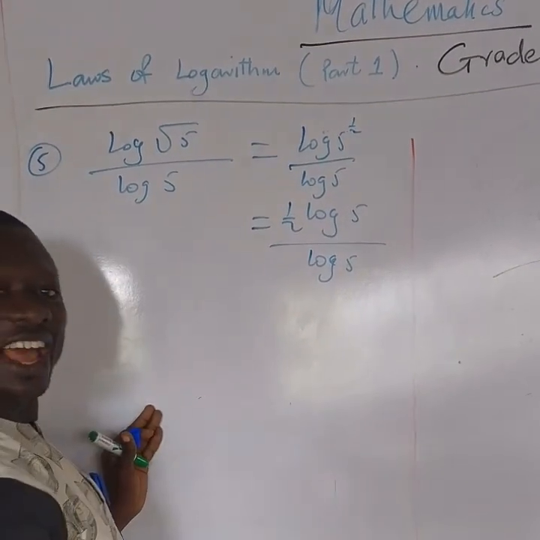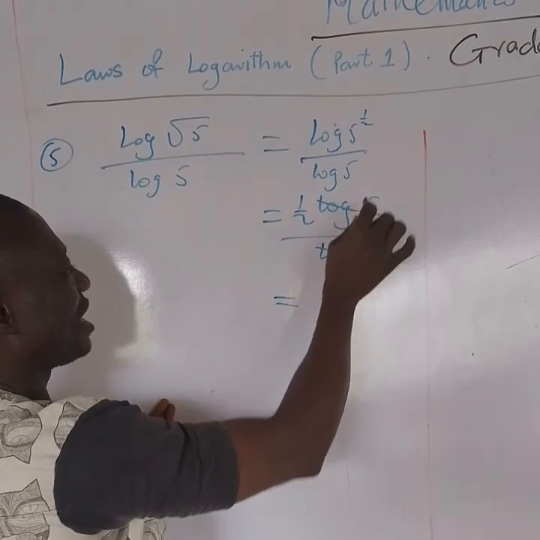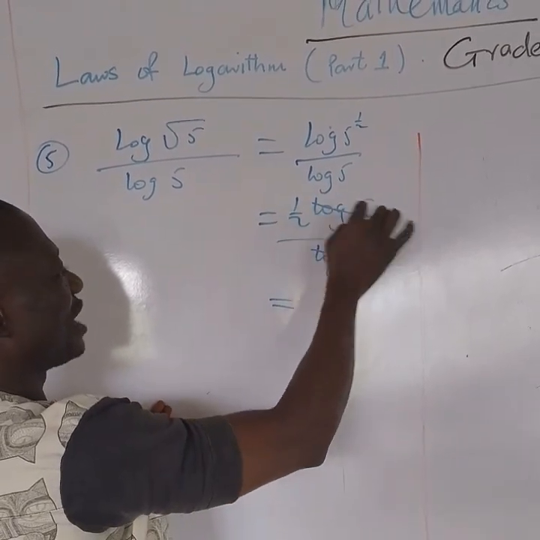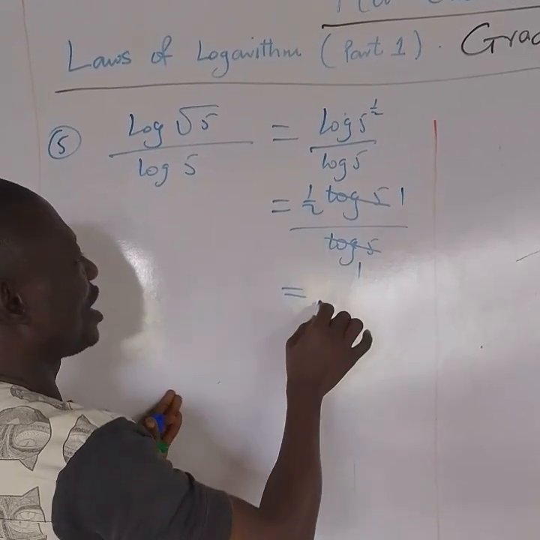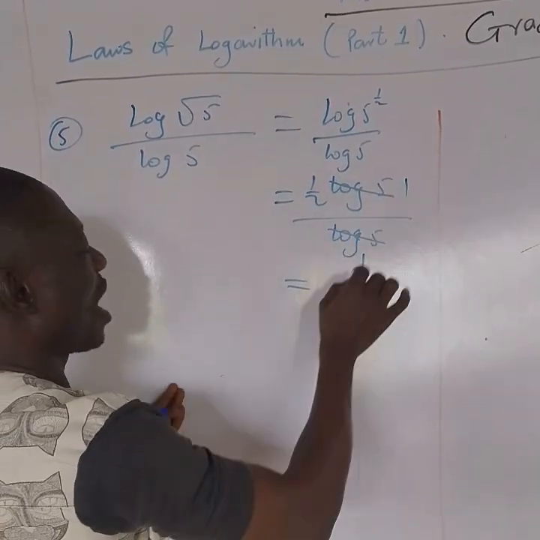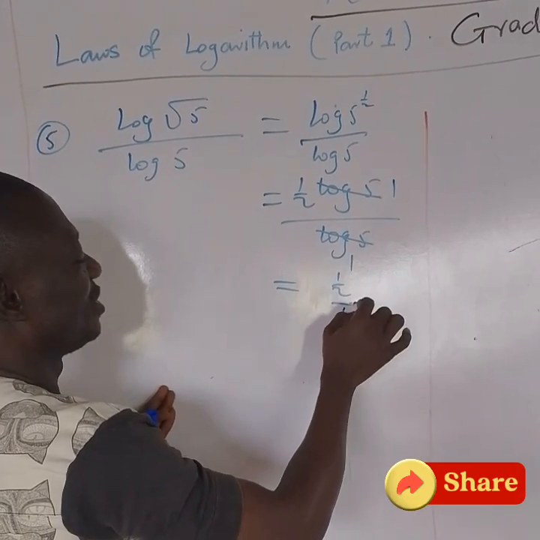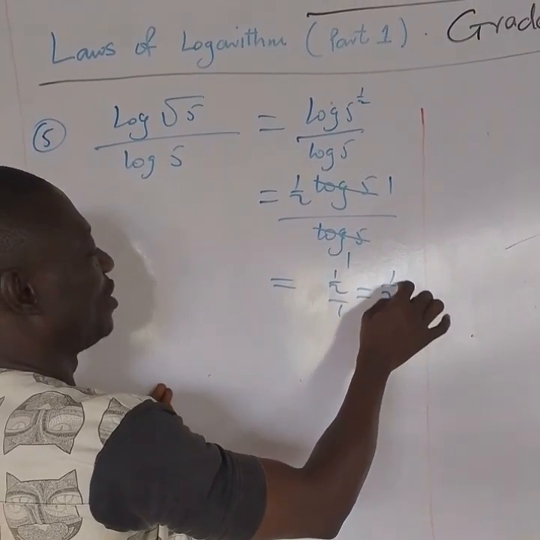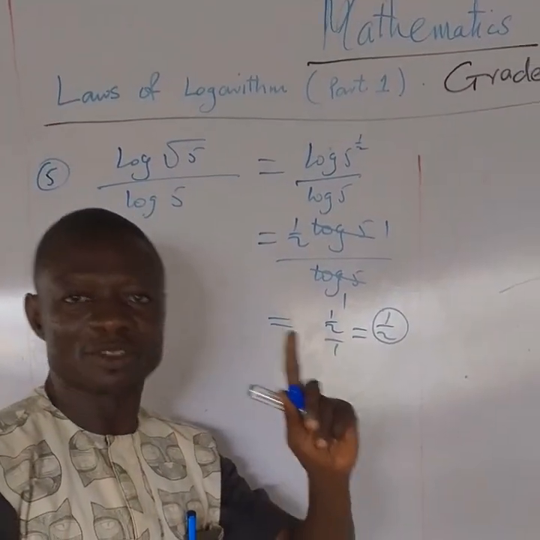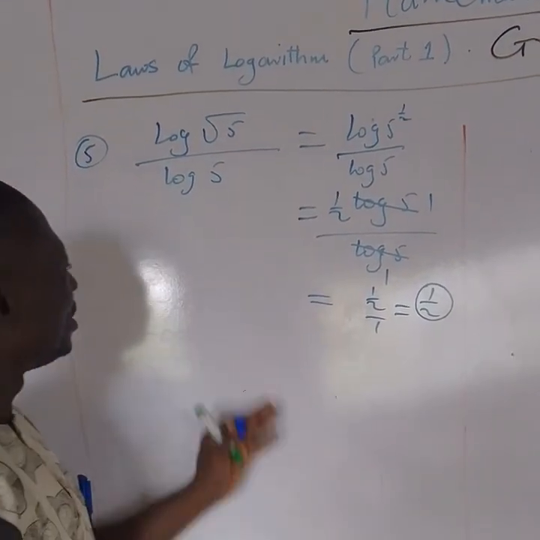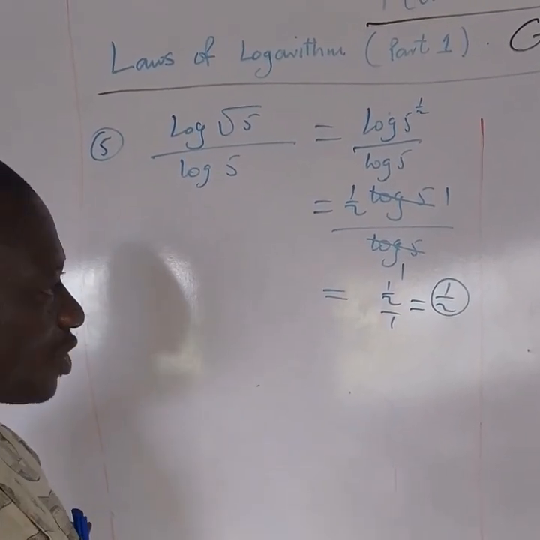So in this case, we can actually cancel out log 5 and have that this is equal to, remember that this is 5 over 1. 5 cancels itself 1. Log 5 cancels itself 1. And so what we have here is half times 1 is half. Half divided by 1 is half. Don't forget that any number divided by 1, you will get the same number. So this expression is giving us half as the correct answer for number 5.